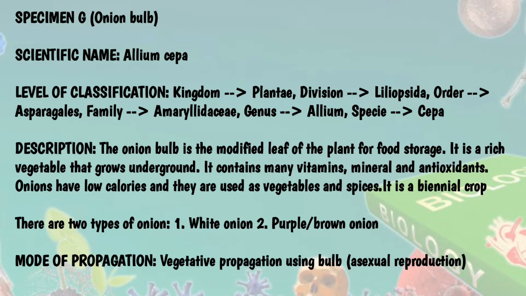So it has a lot of vitamins, minerals and antioxidants. And they have low calories, and they are used as vegetables and spices mainly for cooking. It's interesting to know that they are biennial crops. In exam, they can ask what's the lifespan for the onion. Those ones are biennial plants, meaning they grow, mature, and produce fruit within 2 years. And there are two types of onions. You have the white onion, then the purple or brown onion. Then the method of propagation when asked, you say vegetative propagation using the bulb.